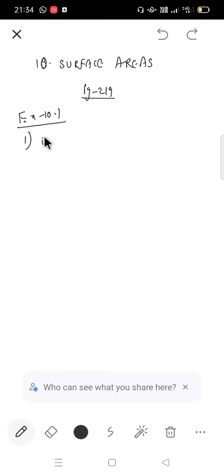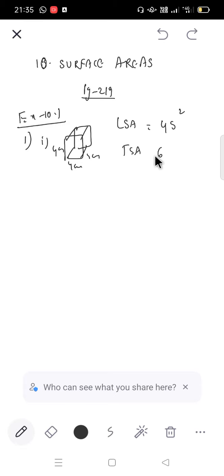First problem, first bit. Here they have given a cube whose side is 4 centimeters. They are asking us to find out LSA and TSA. LSA of a cube is 4s square and TSA of a cube is 6s square.